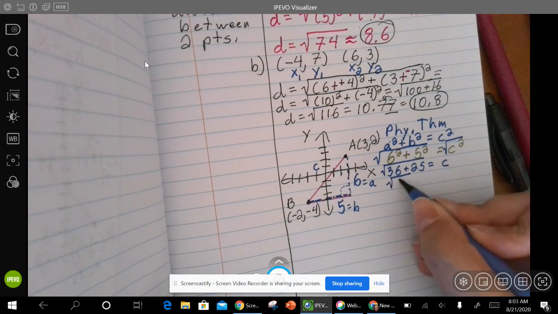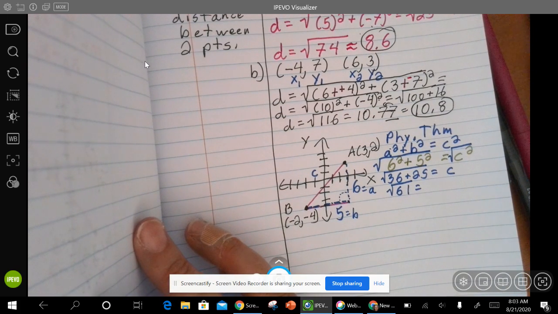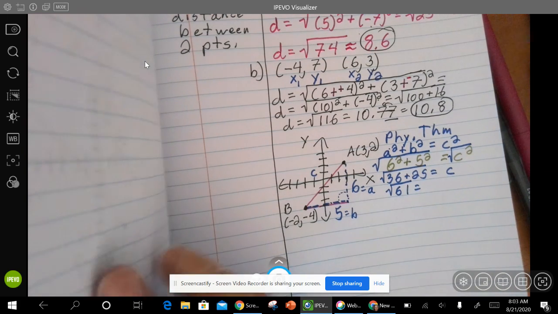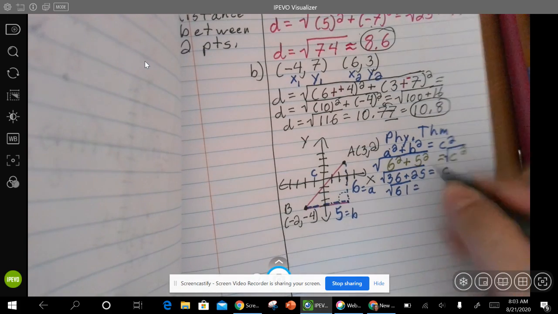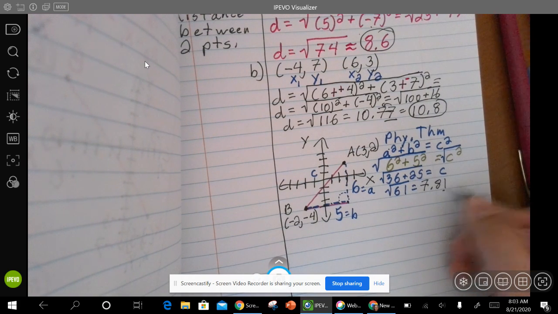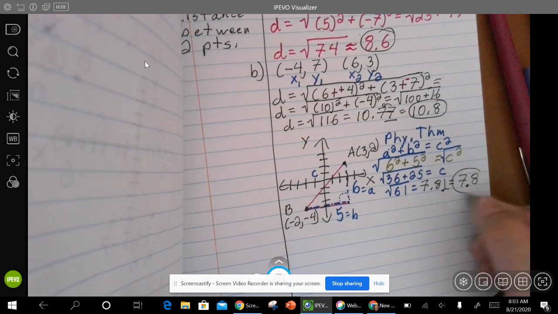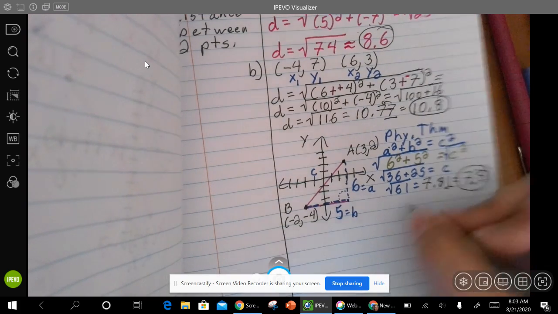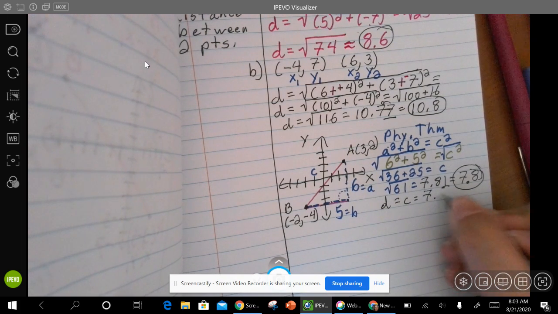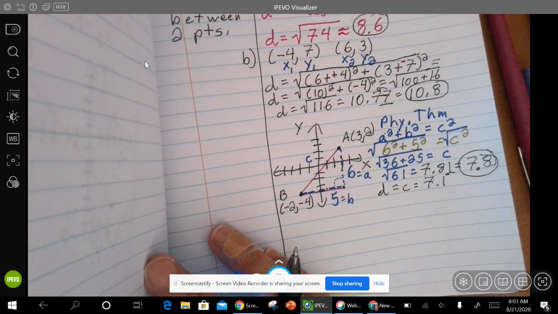So we get square root of 61. Everybody remember we're going to round to the tenths place. Okay. And we get 7.81. Okay. 1 is less than 5, so that means we're going to leave it at 7.8. Okay. And so that is our C, which is also our distance, everybody. Okay. So that's how this relates to the Pythagorean theorem.